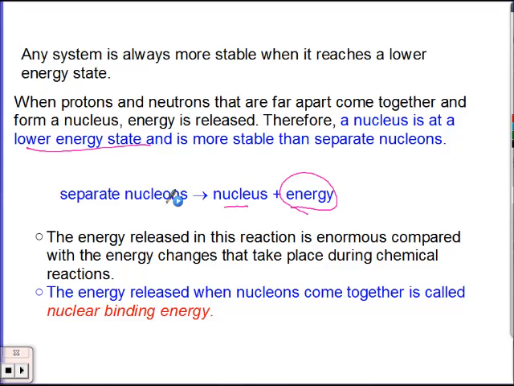There's a tremendous amount of energy released in this reaction compared to chemical reactions. Much, much more energy than what's in a chemical bond. When this energy comes together, we call this the nuclear binding energy. That's the energy that's released right here. This energy.